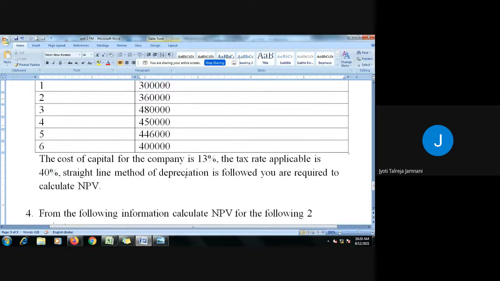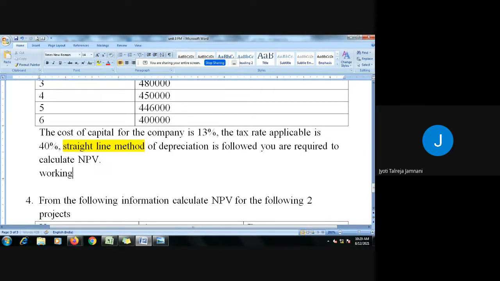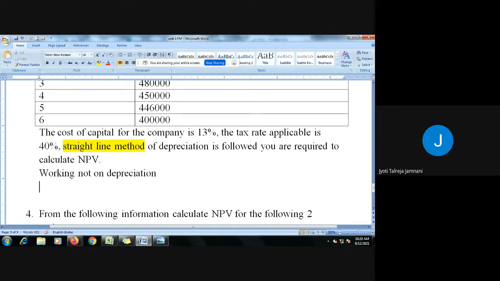So what is the amount of depreciation? We need to find it. They have told to use the straight line method of depreciation. So let's solve. First we'll do working note on depreciation. Okay, they're asking us to do straight line method. So depreciation is equals to, we remember the formula of straight line method of depreciation. It is cost minus scrap divided by life of the project. So we'll use this formula and calculate depreciation.